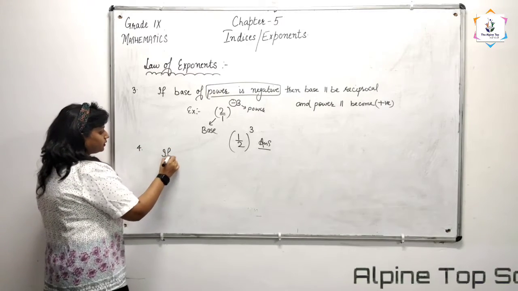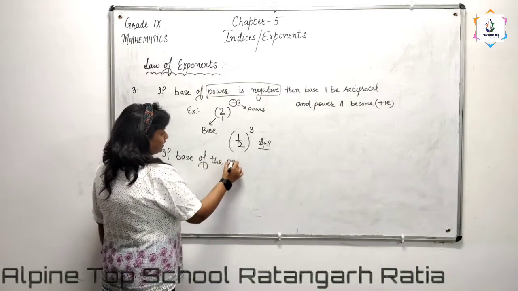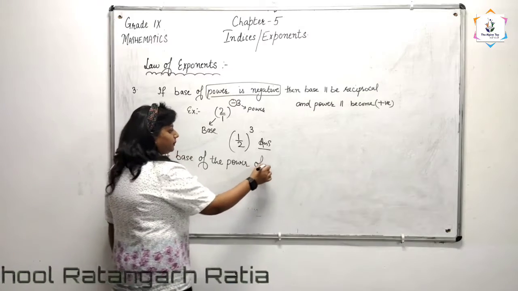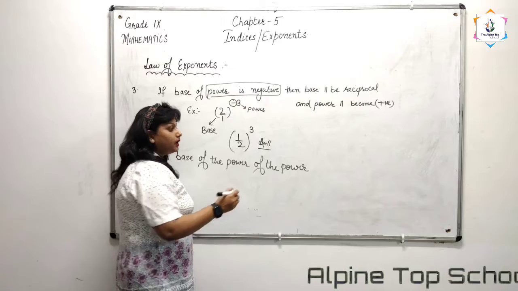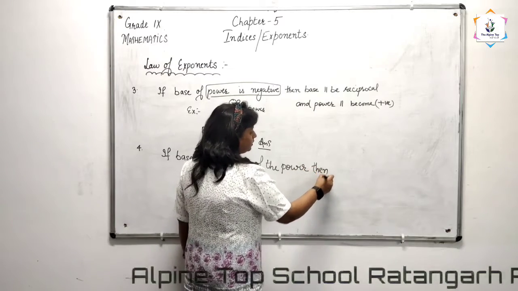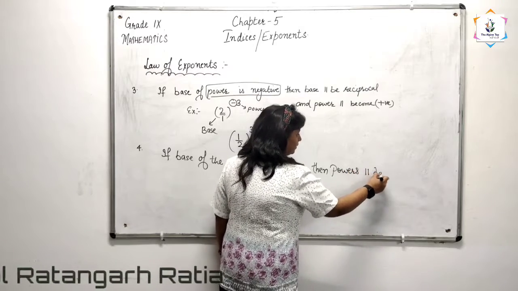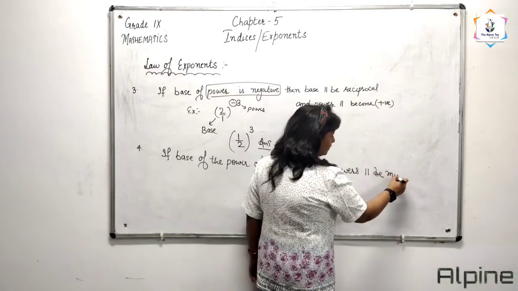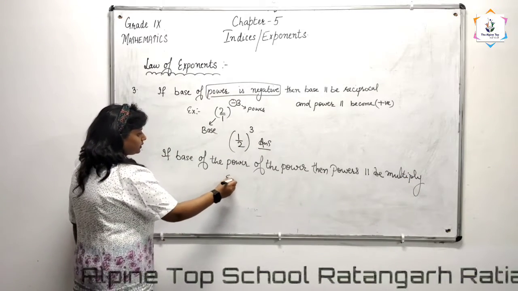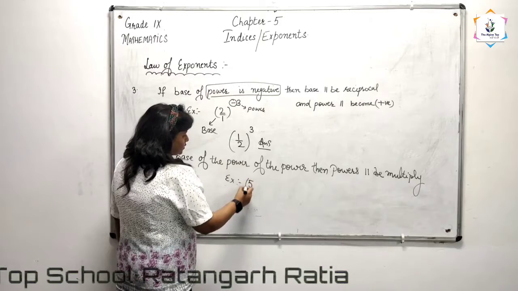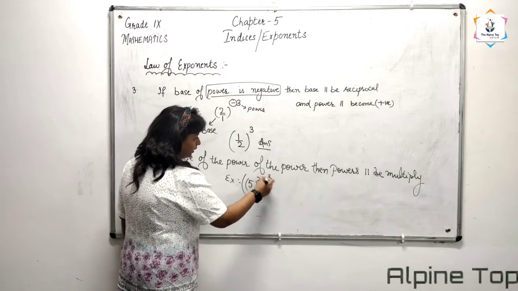Okay. Look at your next one. If there is a power of a power, then what will happen? Then the powers will be multiplied. Powers will be multiplied. For example, 5 raised to power 2 raised to power 3.